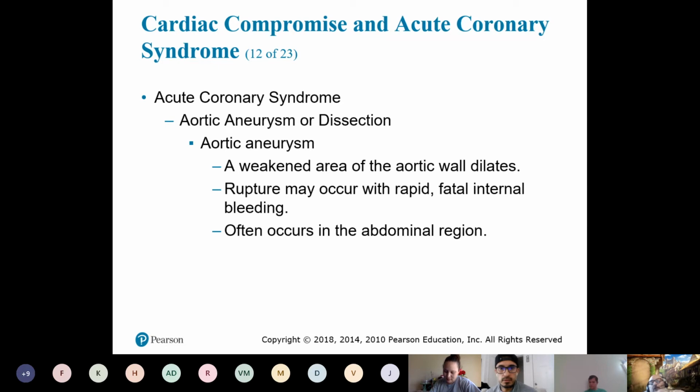It's a bulging of the artery, and it's pulsating because it's an artery. So it's bleeding out with every heartbeat. So it's a pulsating mass. We just call it a pulsatile mass. That's an indication of an aneurysm.